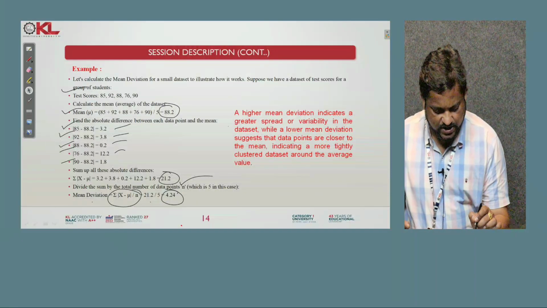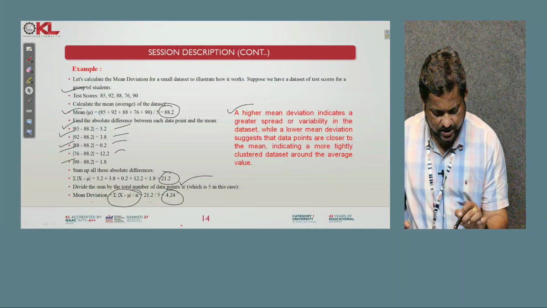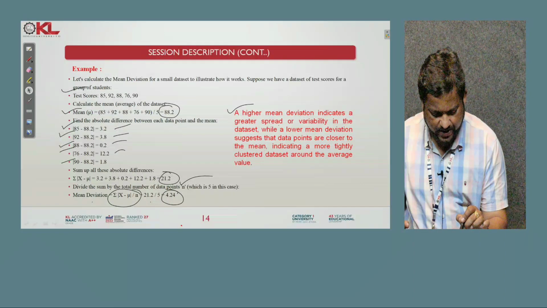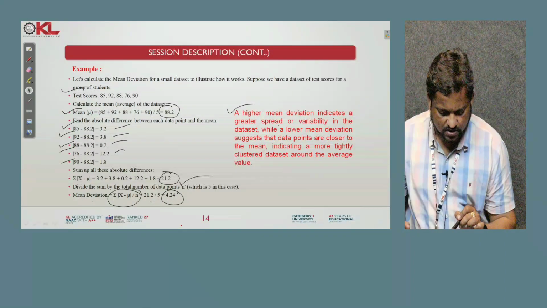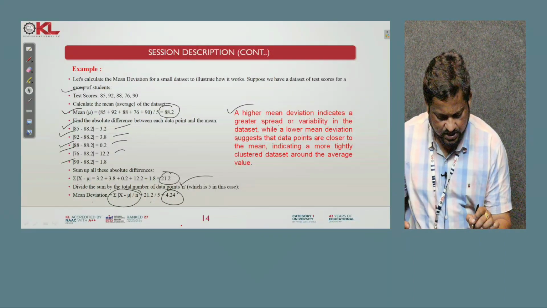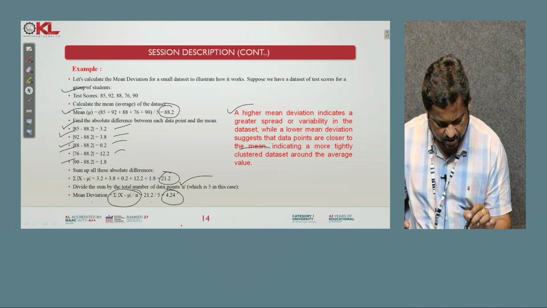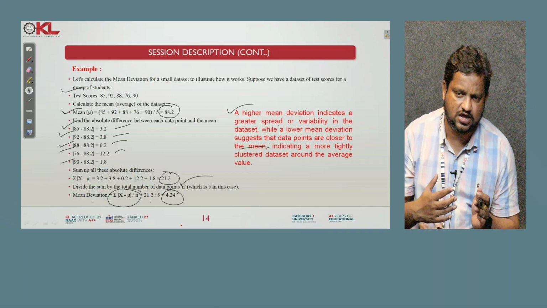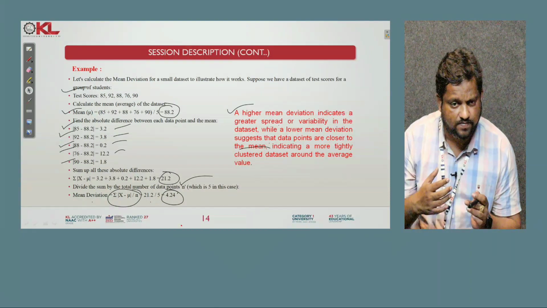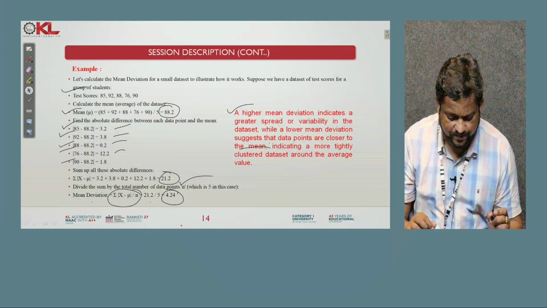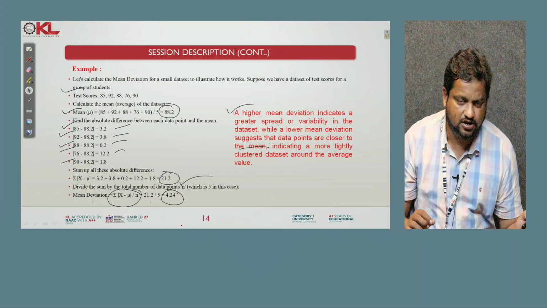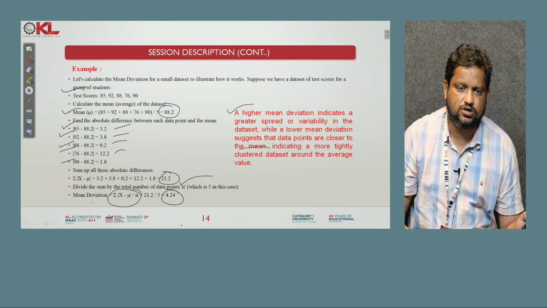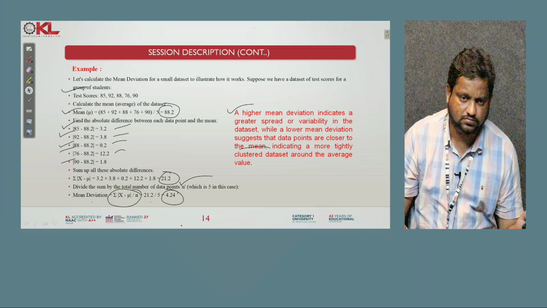What is the significance of this value? A higher mean deviation indicates greater spread or variability in the data set, while a lower mean deviation suggests that data points are close to the mean. When data points are close to the mean, they are consistent, and making predictions or taking decisions based upon analytics is very accurate. So that is the point we need to understand about mean deviation.